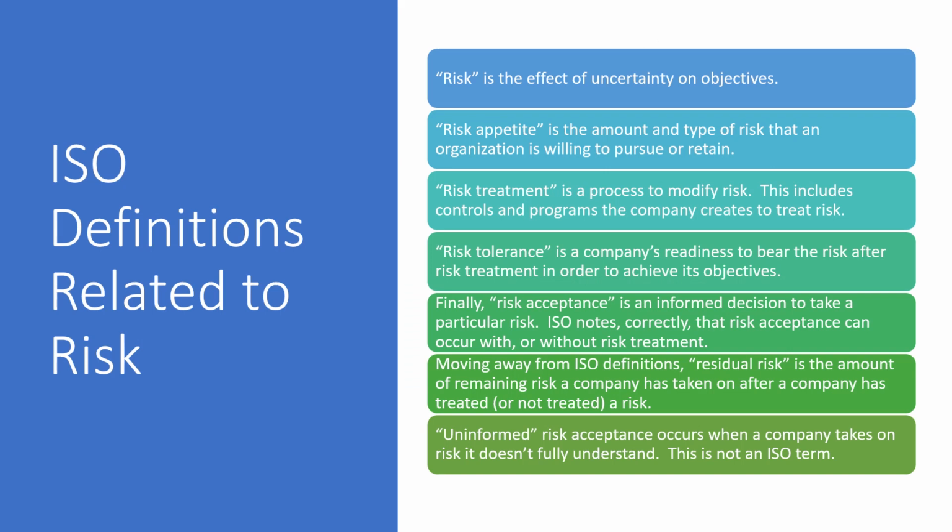A concept we've been talking about indirectly without definition has been what risk is, as well as some related definitions that are helpful to understand as we start to drill into risk. Risk is, according to ISO, the effect of uncertainty on objectives. Risk appetite is the amount and type of risk that an organization is willing to pursue or retain. Risk treatment is a process to modify risk, which includes controls and programs the company creates to treat that risk. Risk tolerance is the company's readiness to bear the risk after risk treatment in order to achieve its objectives.